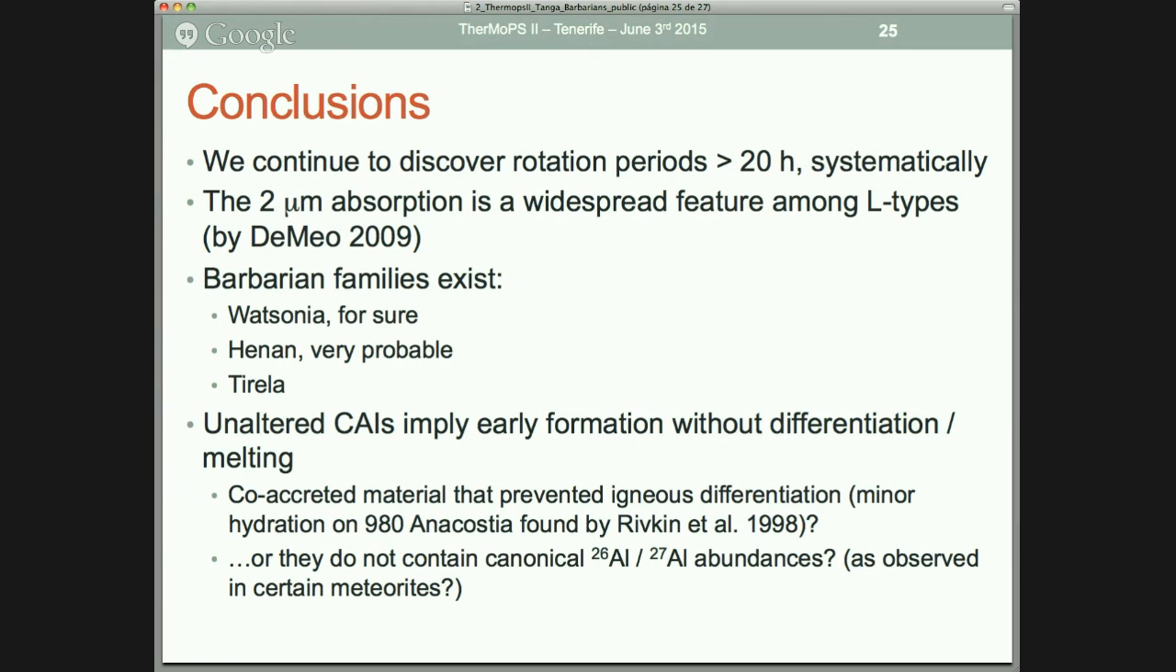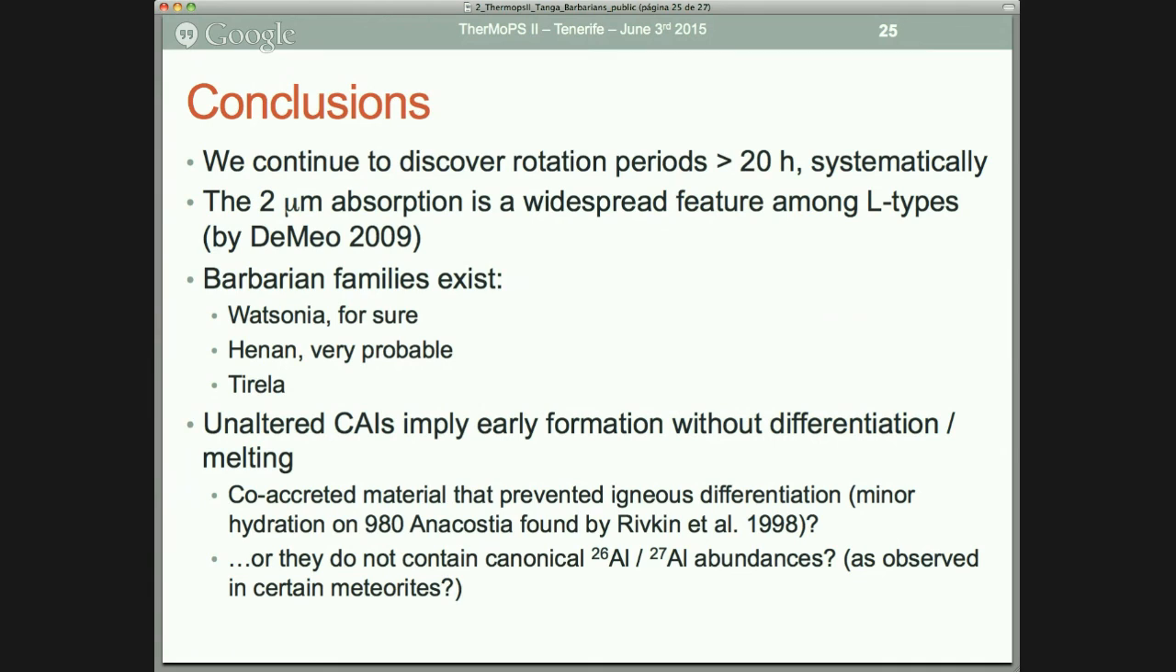We don't know. For sure, in literature we found this minor hydration signature on Anacostia observed by Rivkin, published in 1998. I'm not aware of many observations of these types beyond 3 microns, so maybe I would be interested to know if in the sample from Macari there are some objects that could be studied for looking for hydration. I don't know of this category.